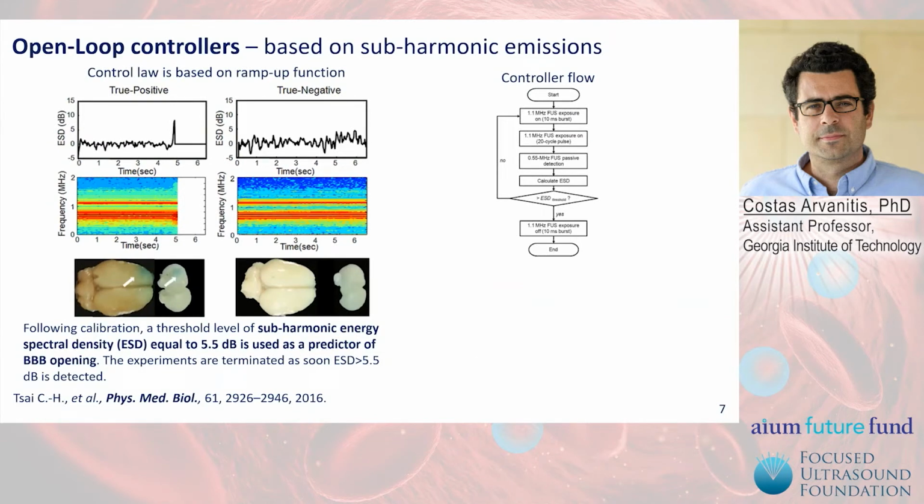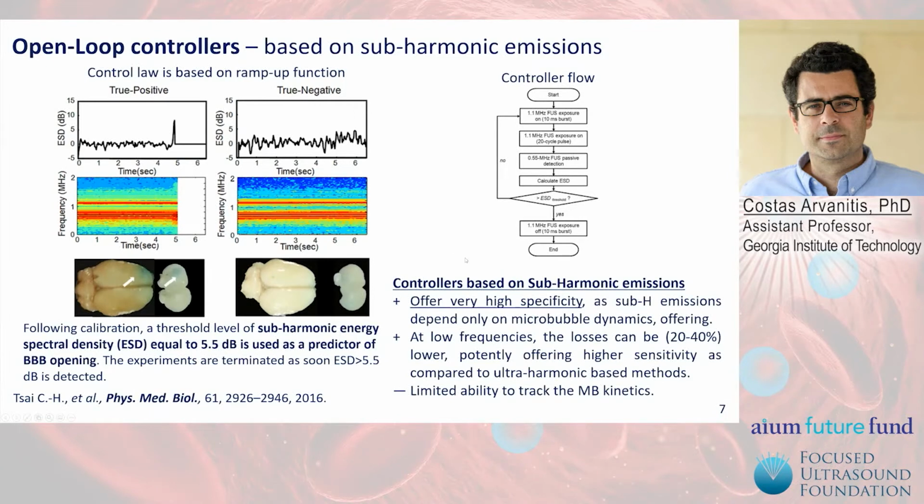Subharmonics have been recently proposed by colleagues from Taiwan, where they use the subharmonics, as I mentioned, to control the blood-brain barrier opening. This method is based on calibration, where a threshold level of subharmonic energy spectral density equal to 5.5 decibel is used as a predictor of blood-brain barrier opening. In this controller, as long as this value is met, the controller stops and the treatment stops, and the investigators have shown really good opening of the blood-brain barrier under safe conditions.